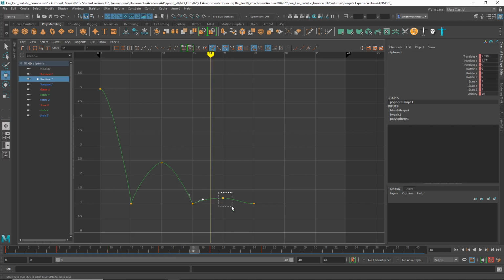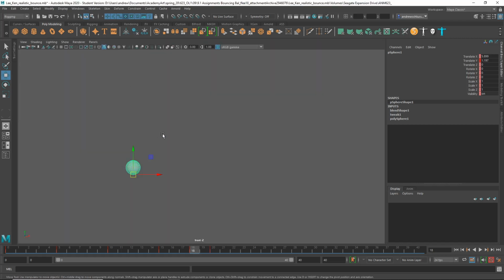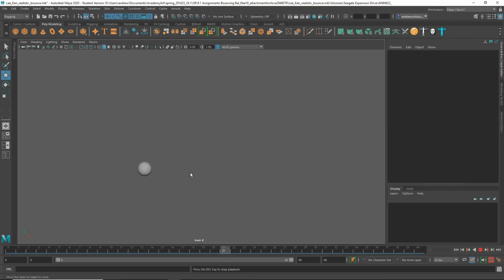But probably much faster. Okay, let's look at it now. Can you see the difference? It feels like it's got some weight and it's hitting kind of harder. And it's got another little bounce on there.